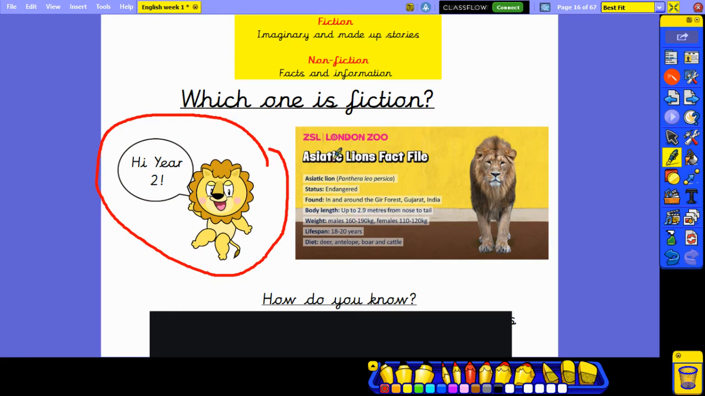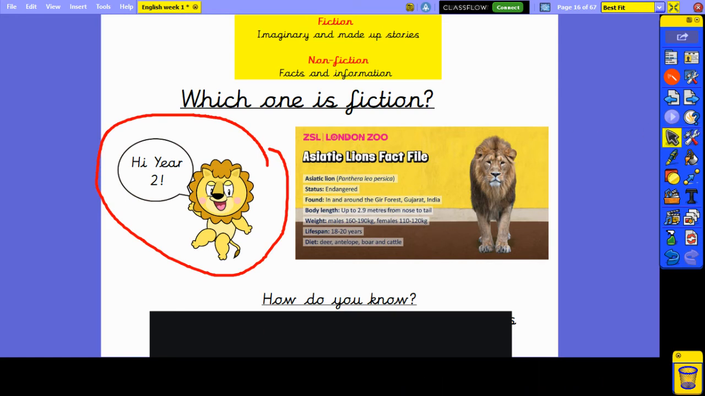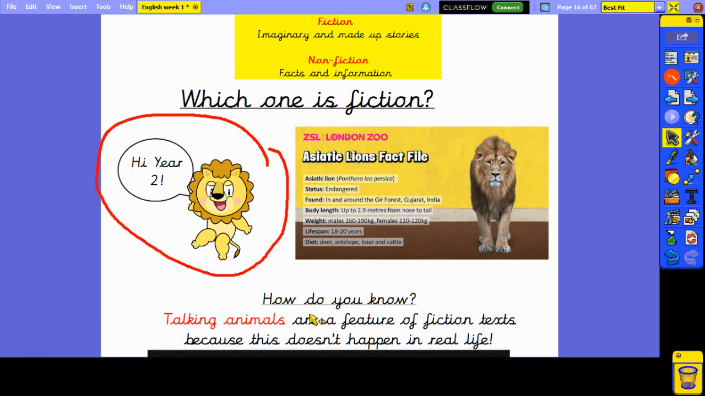This piece of text is full of facts about lions. This one is non-fiction. Another good clue is talking animals are often a feature of fiction texts because animals don't talk in real life. So just like Wombat Goes Walkabout is talking to us, it's a fiction text. This piece has lots of facts. It is non-fiction.